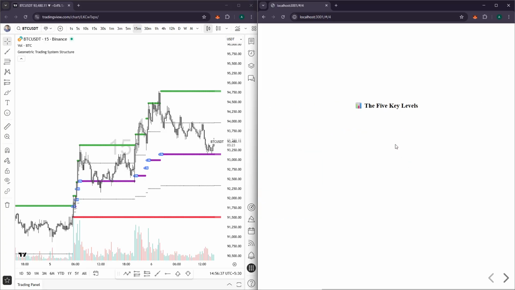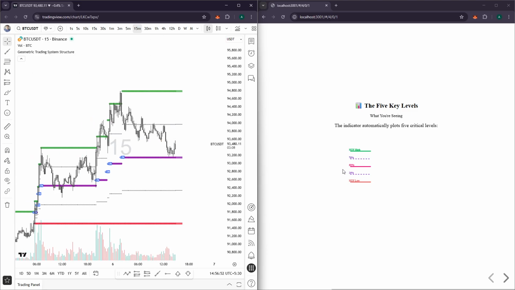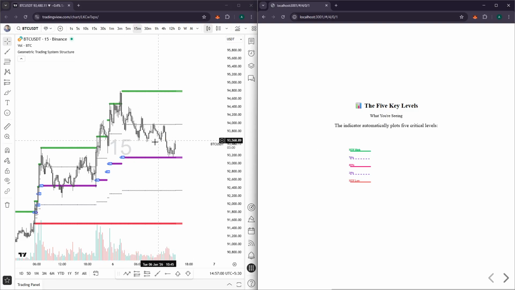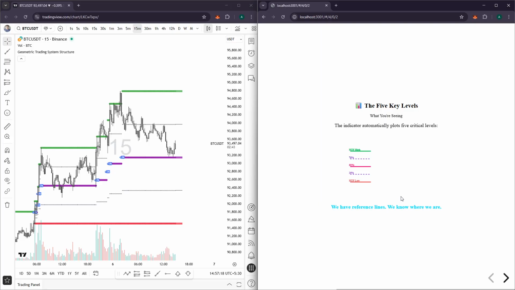The indicator plots the five key levels automatically. You can see these five levels: one, two, three, four, five. This midpoint is 50%. Then there's the HTF low and HTF high, which are the highest high and lowest low of the week, and then the 75% level and the 25% level. After having these reference lines, we know where we are. Right here the market was at the midpoint, and I'll tell you later how this is a good trade to take.